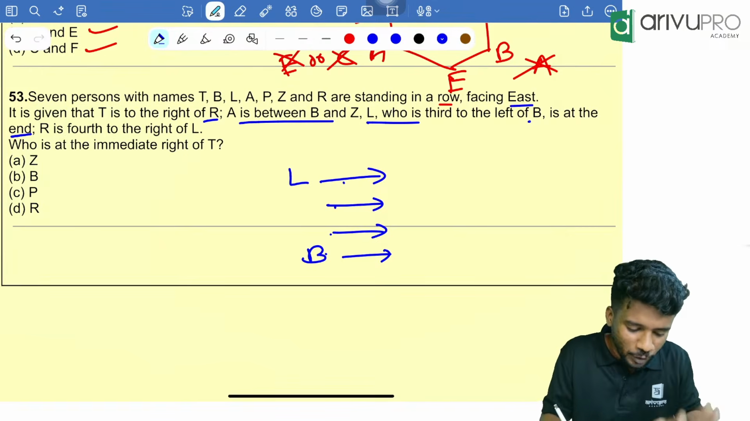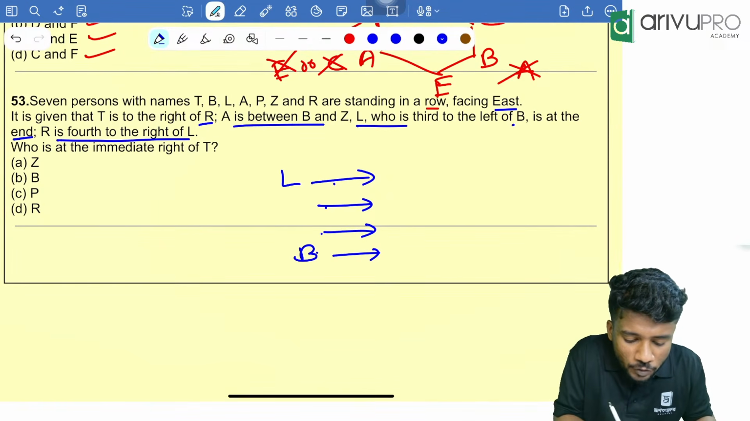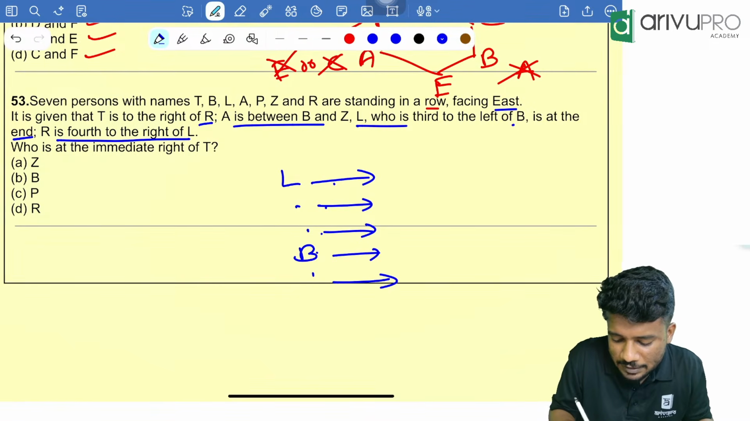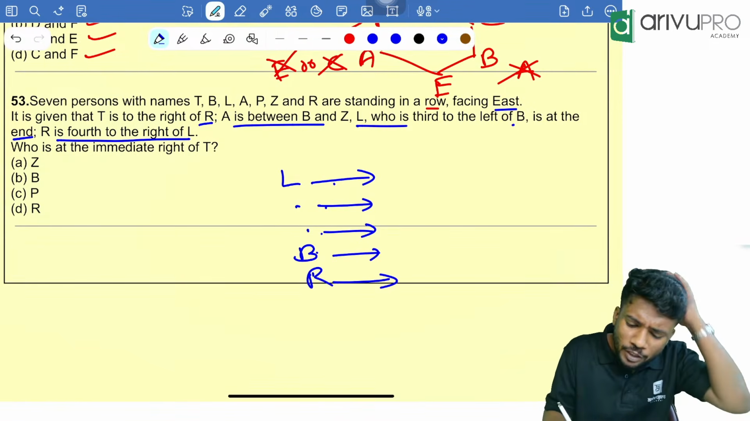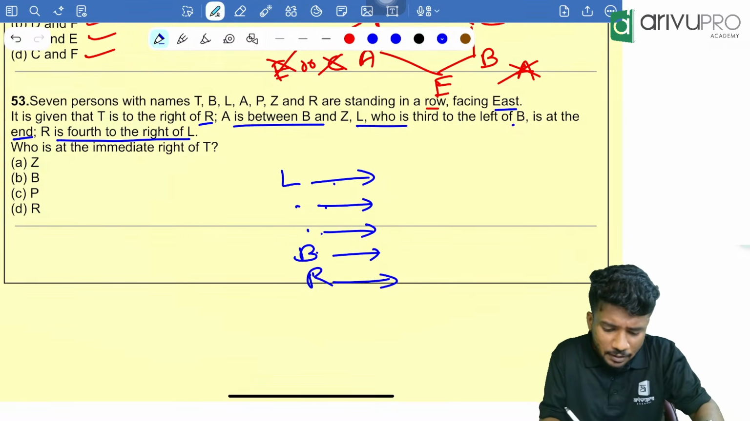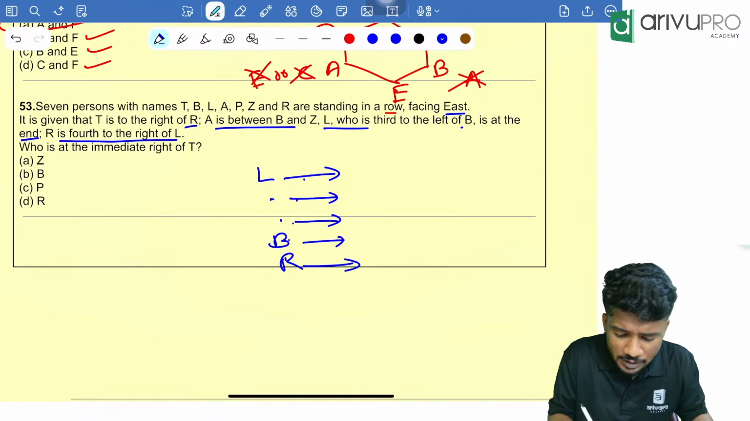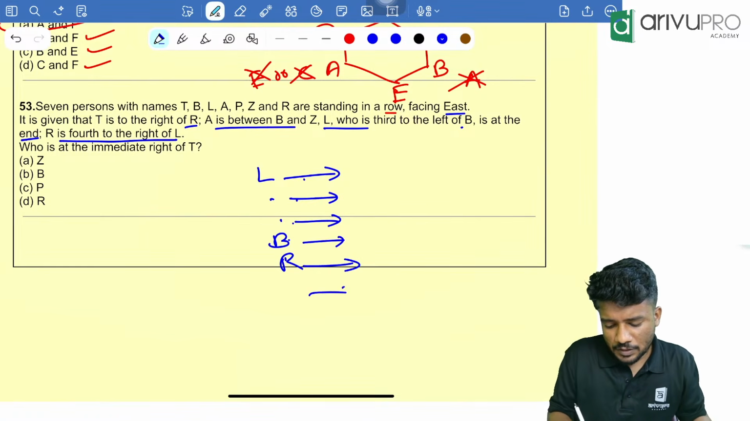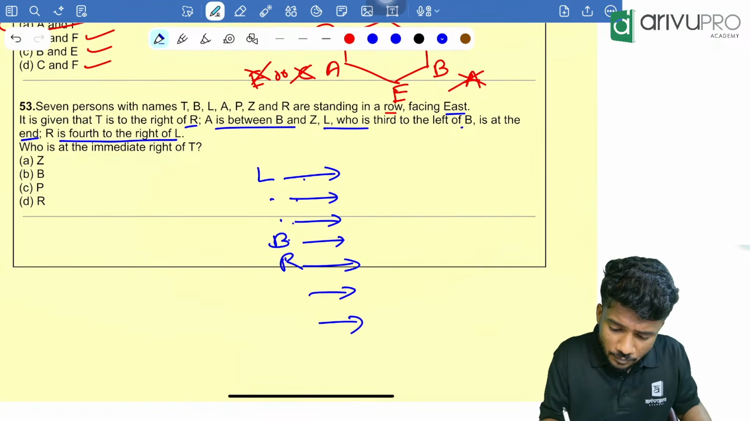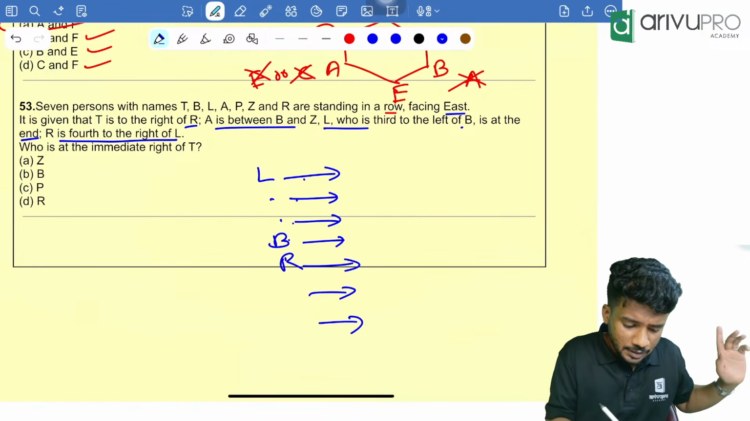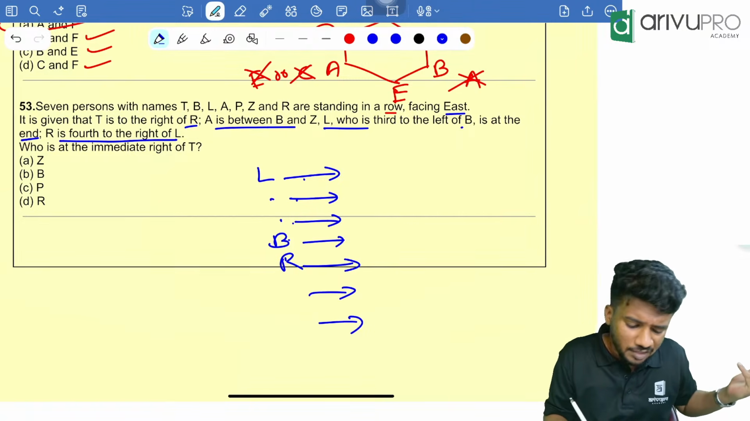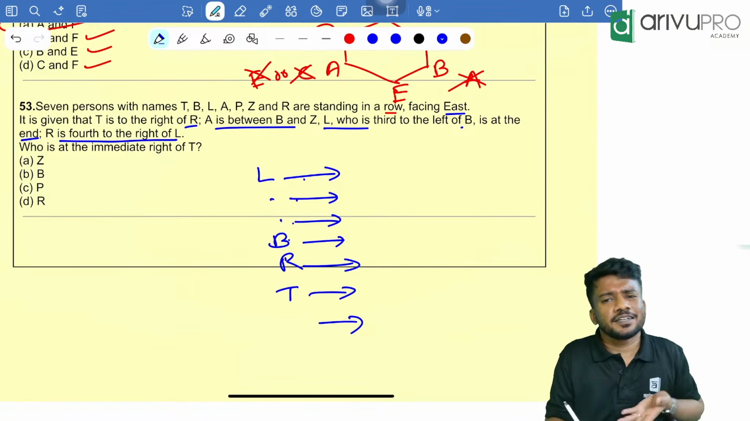L is on the third left of B. Correct? Then what is given? R is 4 to the right of L. First, second, third, fourth. That means R is over here. Then what is given? A is between B and Z. We will check that. How many people are there in total? 7 people. 5, 6, 7. Now what is given? L, who is third to the left of B, is at the end. R is 4 to the right of L. It is given that T is to the right of R. T is to the right of R means over here.